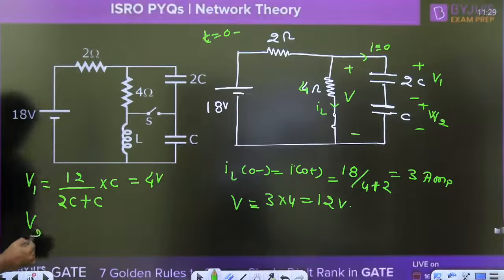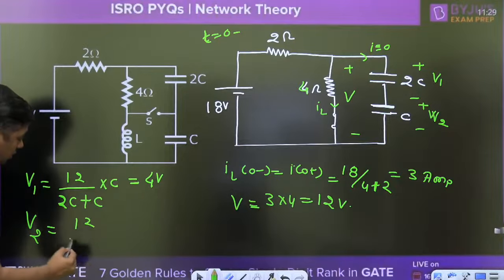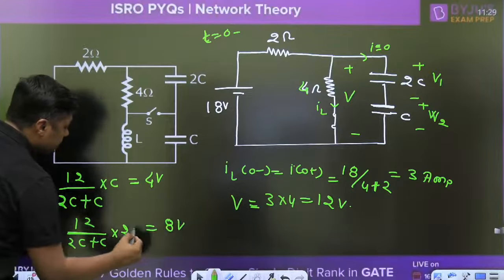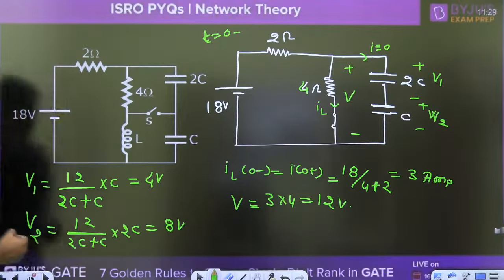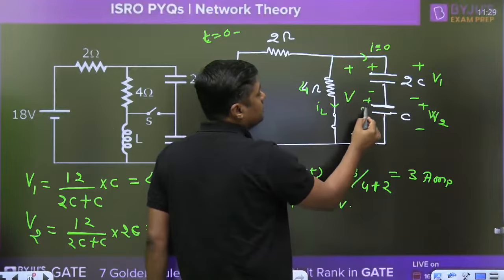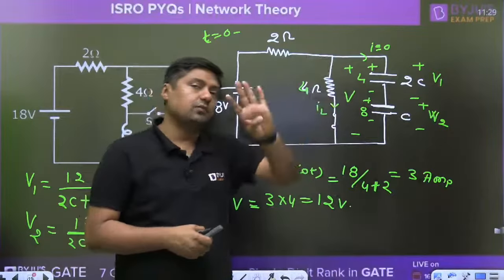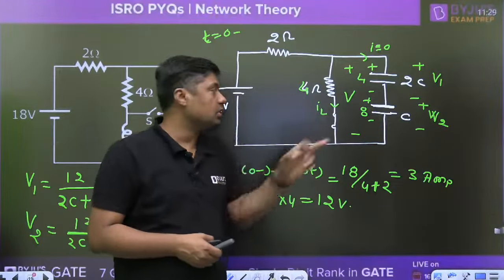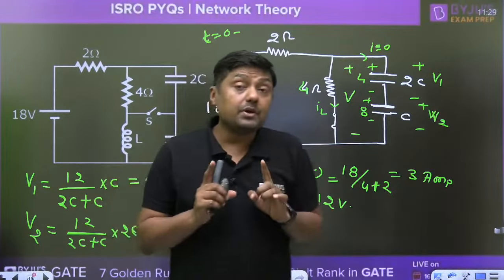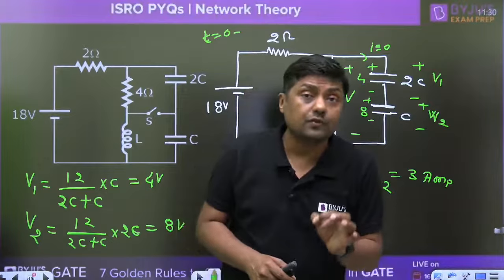And what is the voltage across the capacitor V2? Directly you can find 12 minus 4, 8, or otherwise you can apply the voltage division rule: 2C plus C, multiplied by 2C. You will get 8 volt. So the initial voltage across this capacitor is 4 volt, and the voltage across this capacitor is 8 volt. Next question: what is the initial voltage across this capacitor, 4 volt. What is the initial voltage across this capacitor, 8 volt. What is the current through the inductor, 3 ampere. Now, remember, a capacitor does not allow sudden change of voltage, and an inductor does not allow sudden change of current.